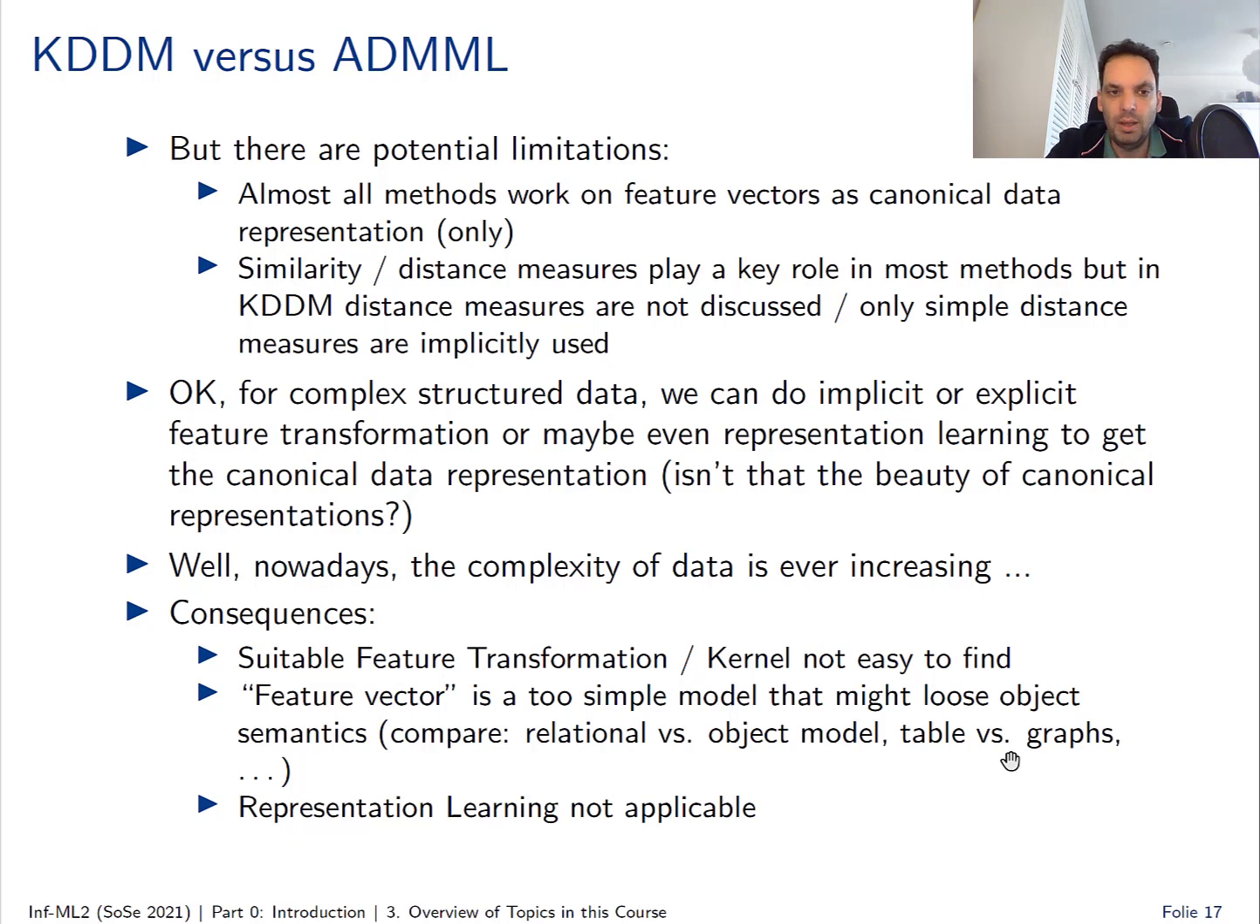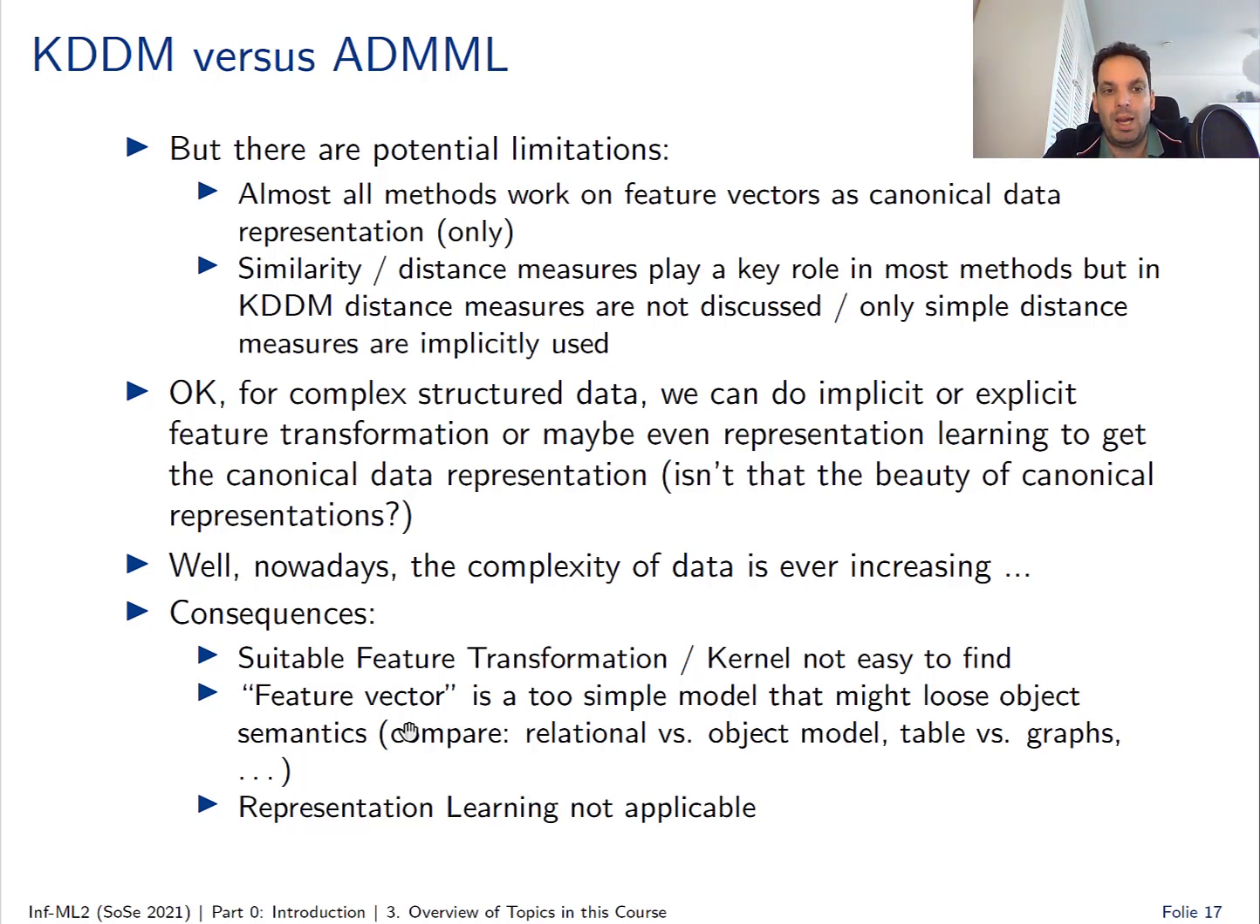So in that case, the canonical representation of feature vectors is probably not what you really want. Then you have to split the information into multiple tables which are connected to each other, but you cannot handle that in a reasonable way with the toolbox from KDDM. The canonical representation is just one feature vector table.